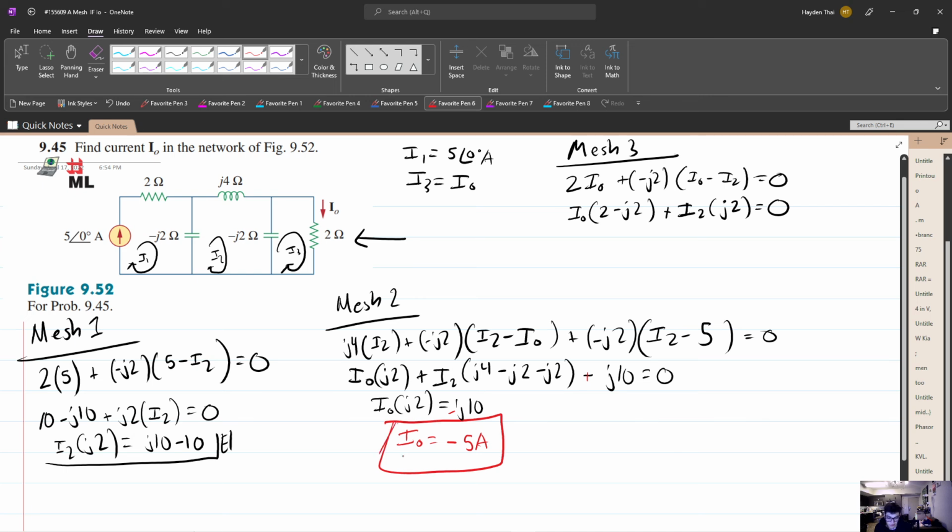So you actually didn't even have to do the analysis for mesh 3, but you should still do mesh 3 just because you can use this mesh to check your work. So whatever you got for I naught and whatever you got for I2, I didn't finish calculating this, but they should be the same value in this equation. And if they're not, then you know that you messed up.